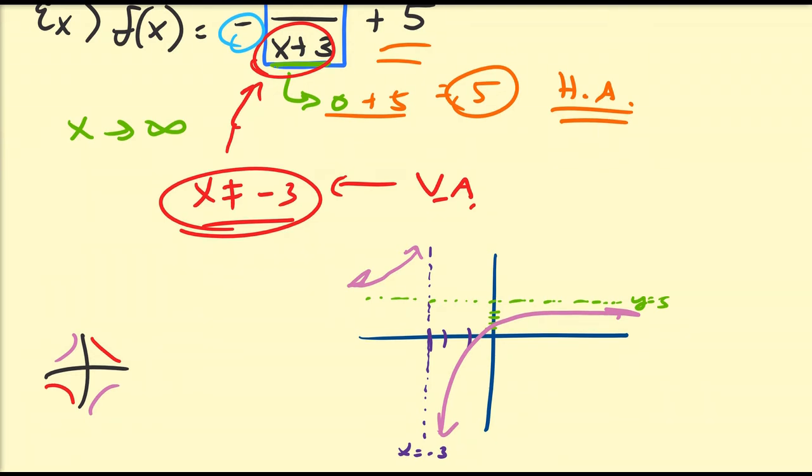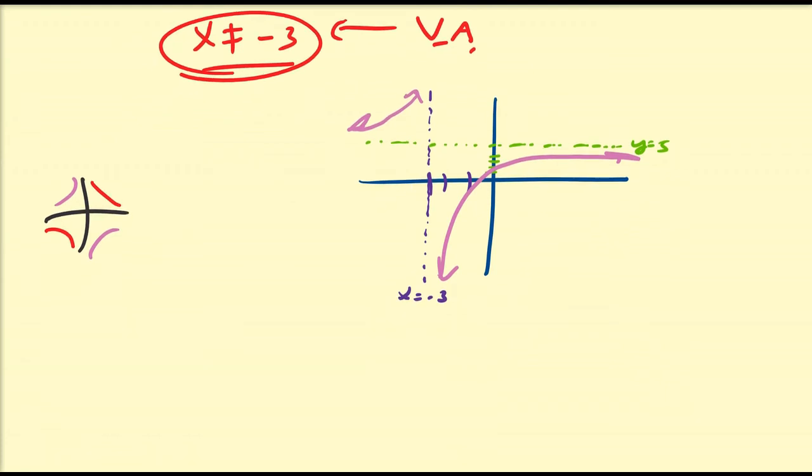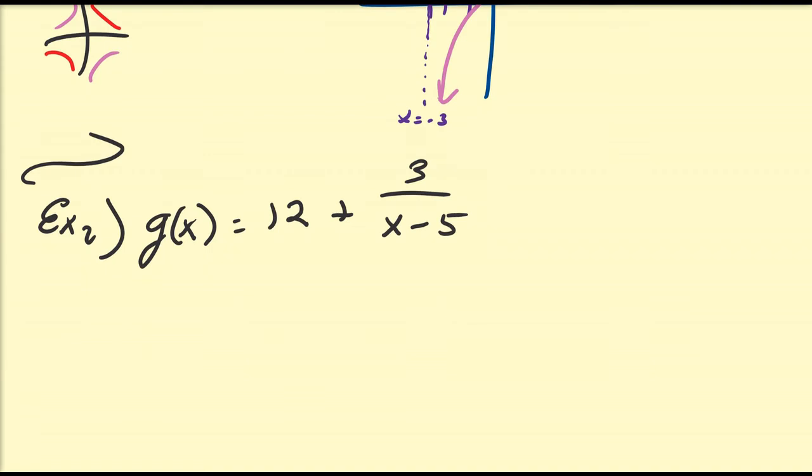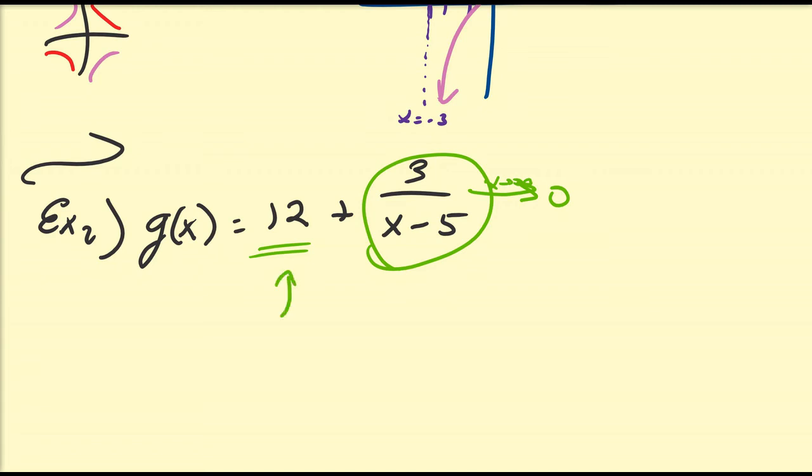All right, so let's look at another example on how to sort of sketch the graph of rational functions. So example 2, let's consider the function g of x is equal to 12 plus 3 divided by x minus 5. All right, so again, as x tends to infinity, this is going to tend to 0 as x gets really big. So then we're just going to be left with this number 12, right? So this is going to correspond to our horizontal asymptote of y is equal to 12, right?